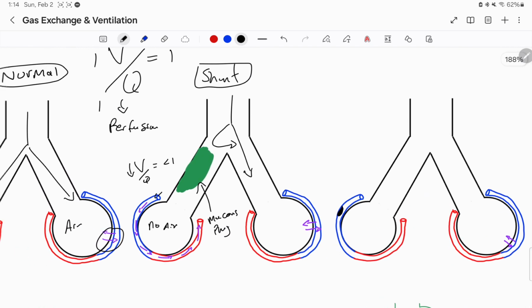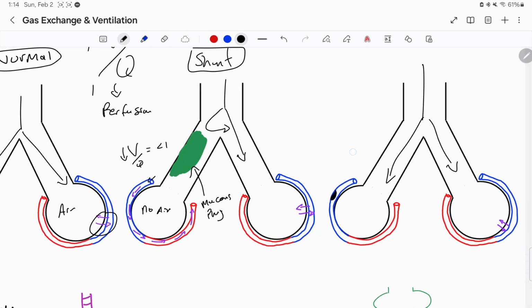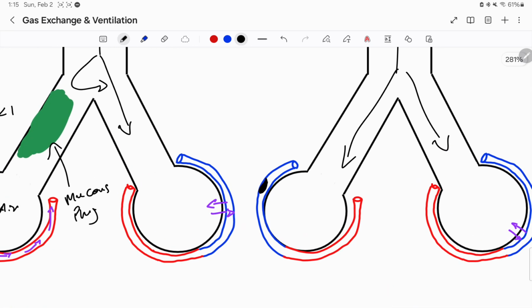Let's take the opposite scenario. Let's say I can get air in, but I don't actually have perfusion. Why might I not have perfusion? Okay, so let's take this little capillary bed here, okay? And let's say upstream of that capillary bed, or in that capillary bed, is an embolus. You guys are familiar with an embolus. It's just a blood clot that has dislodged and is traveling throughout your circulation.